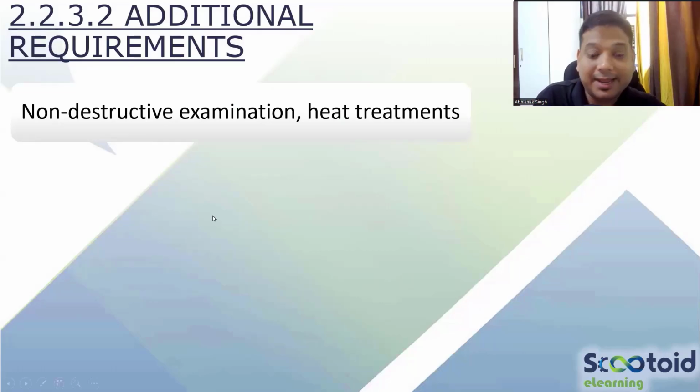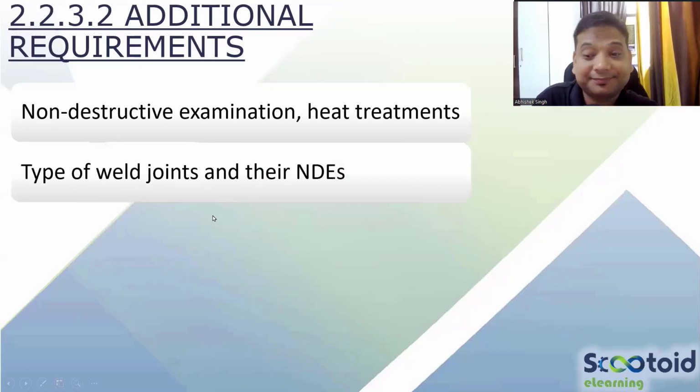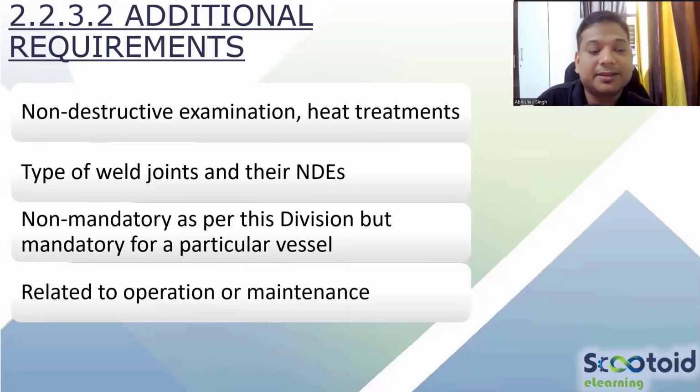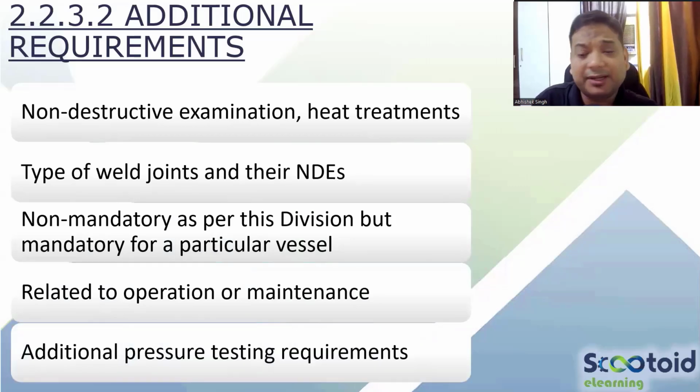Okay. Then what is the other type of weld joints and their NDE? Non-mandatory as per this division, but mandatory for a particular vessel. You have to mention those requirements. Related to operation or maintenance, you want to share something which may be affecting the design. Additional pressure testing requirement apart from code, if any, you can mention. So additional requirements are kind of option for the client, which may be there, may not be there.